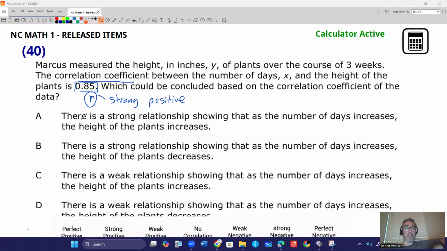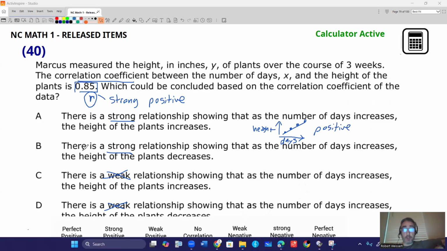So your answer choices, there is a strong, and we're going to cross out the weaks because it's not a weak relationship. It is a strong with that R value. Now the relationship should be positive. So there is a strong relationship showing that as the number of days increases, so as the days increase, the height of the plants increases. And if the days increase and the heights increase, that would be a positive relationship.